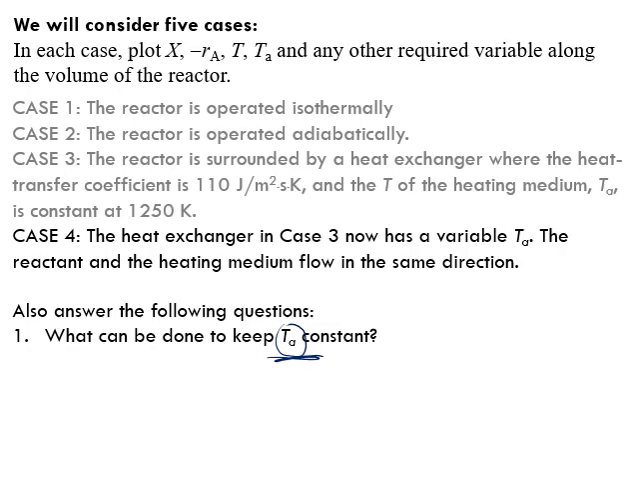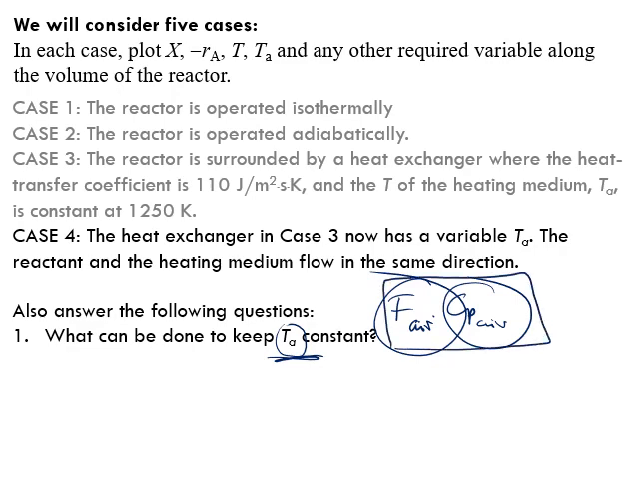Well, if you need to keep TA constant, you have to increase the heat capacity of the heating medium. How do you increase the heat capacity of the heating medium? Well, we look at this: Cp of air times the molar flow rate of air. We cannot play with the Cp of air, but we can play with the molar flow rate of the air. If we introduce the air, the heating medium, at a higher rate, this will increase the heat capacity of the heating medium. And then, no matter how much heat it's losing, this will not affect its temperature much.